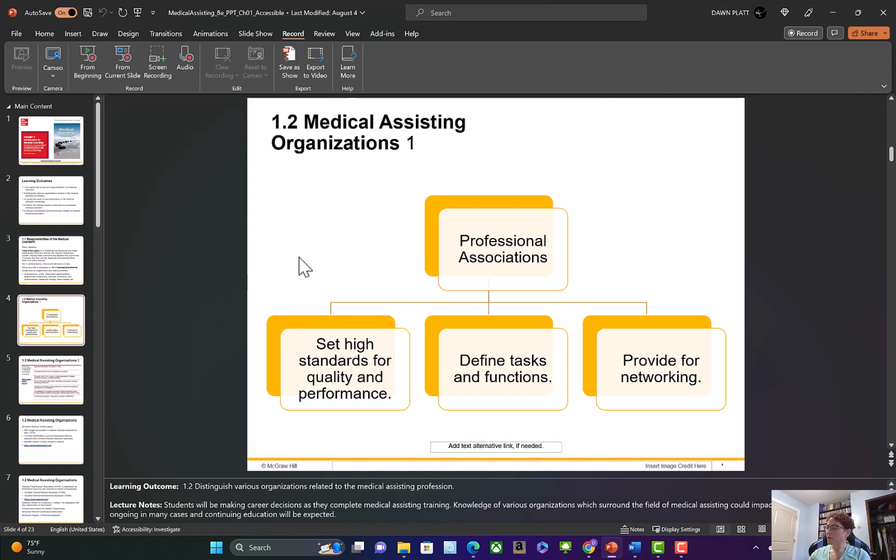The next section we come to is medical assisting organizations. There are many medical assisting organizations that students can either just look up the information about, or they can even become members of the organizations. In addition, these organizations can offer different certifications that you can receive either on the medical assistant clinical side or the medical assistant administrative side. So let's talk about the first one.